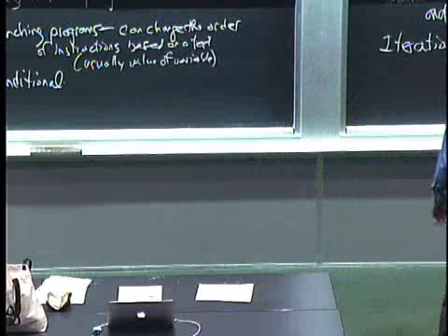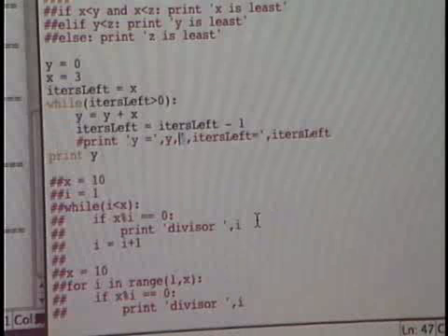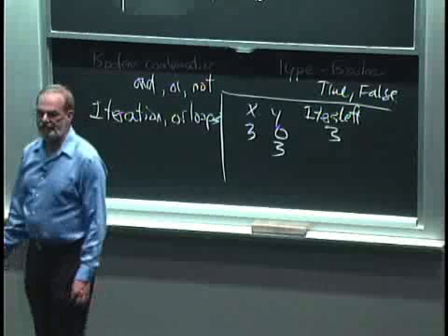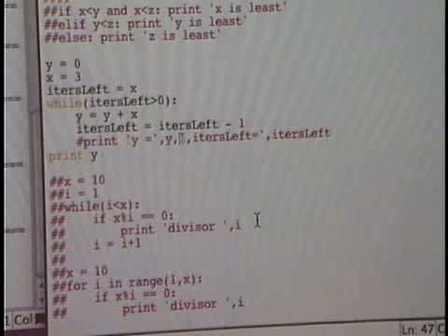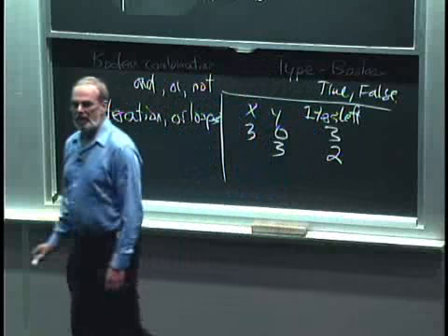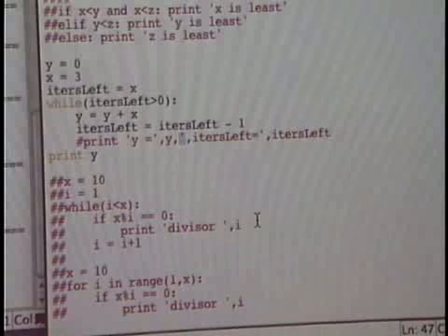It says, take value of y and value in x, add them together, and create that as the new value of y. All right, that's the assignment statement. It says, take iters left, subtract 1 from it, and bind that as the new value for iters left. Having reached the end of the block, go back up and check the test.